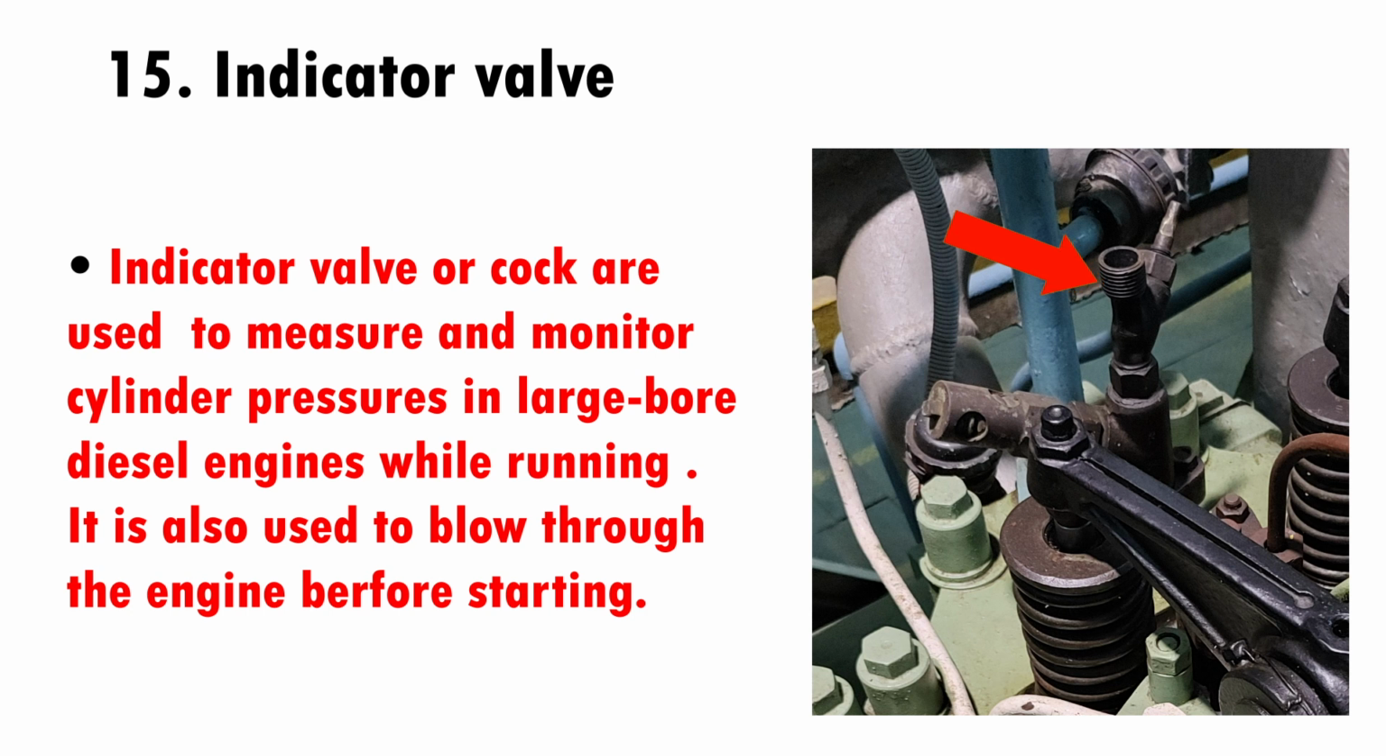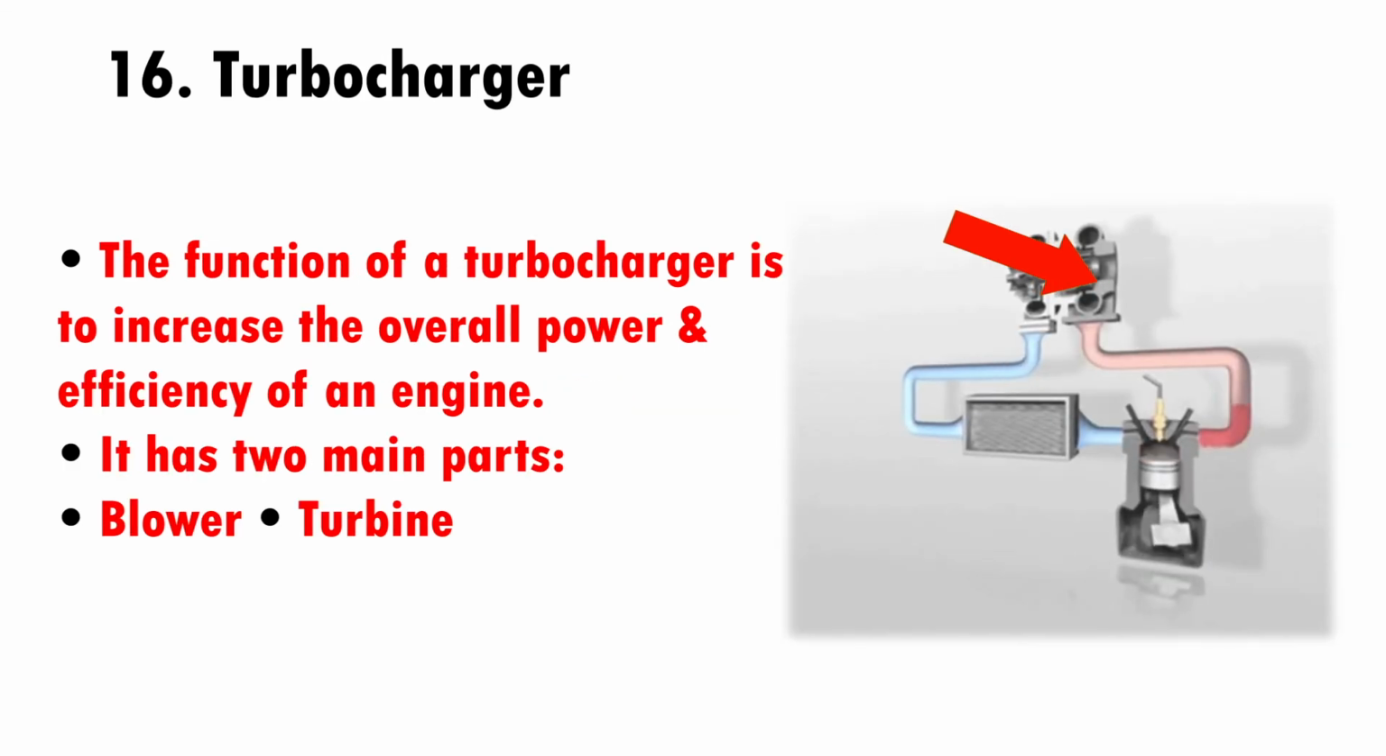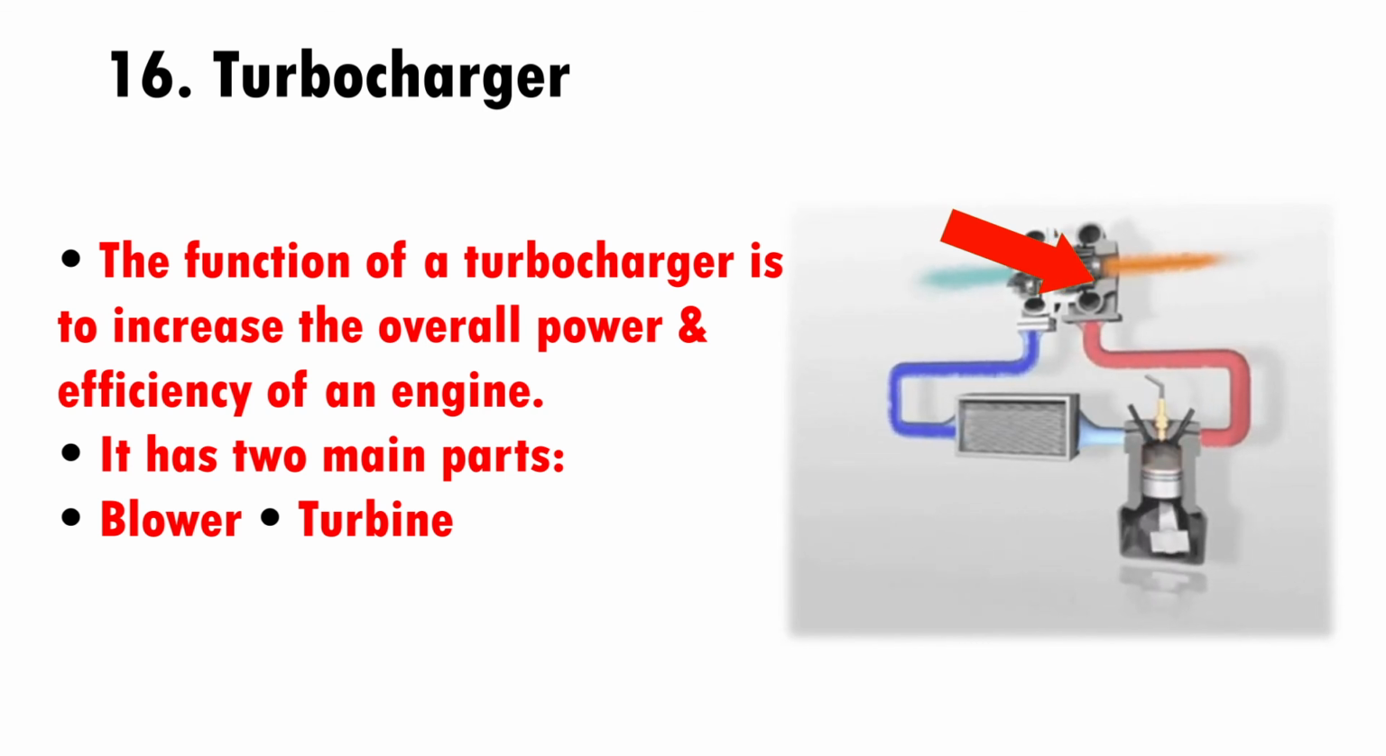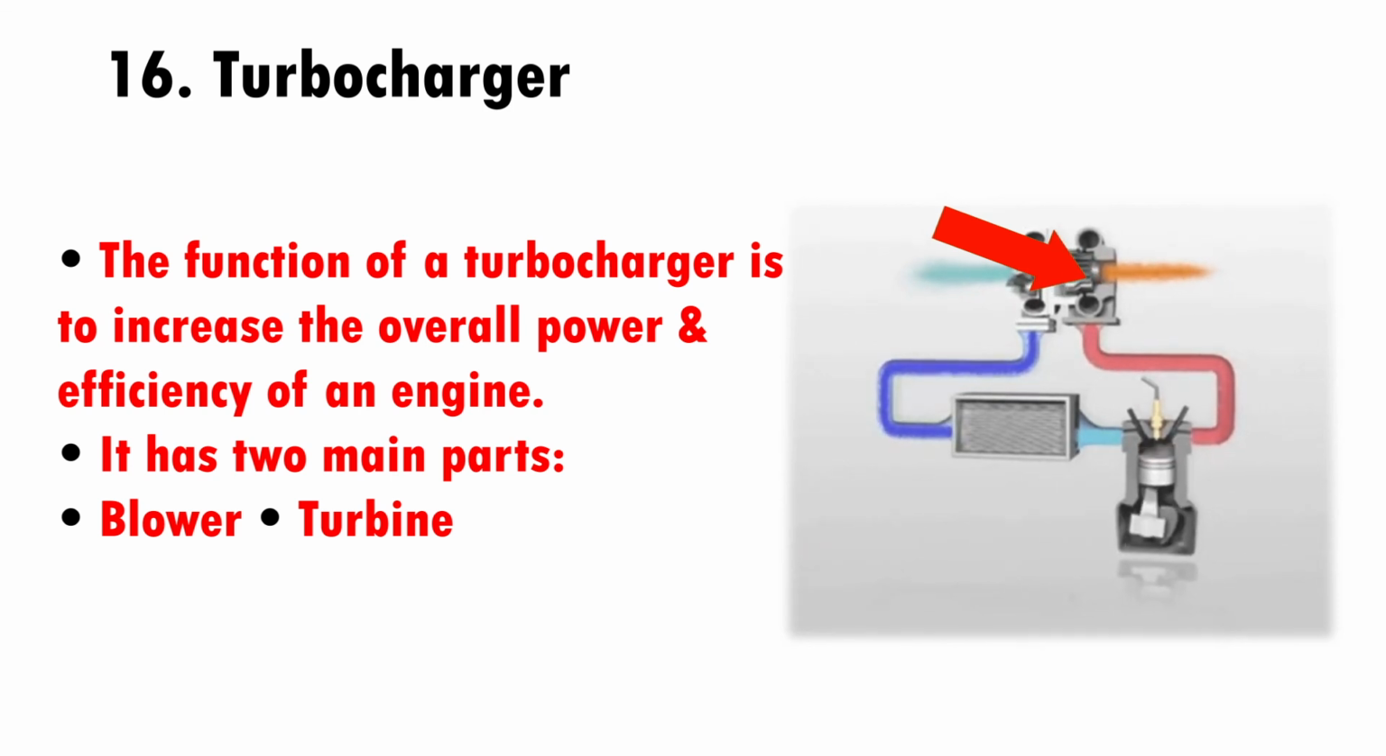Indicator valve. Indicator valve or cock is used to measure and monitor cylinder pressures in large-bore diesel engines while running. It is also used to blow through the engine before starting. Turbocharger. The function of a turbocharger is to increase the overall power and efficiency of an engine. It has two main parts: blower and turbine.